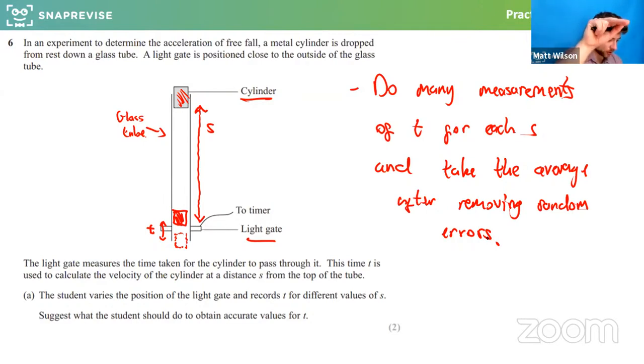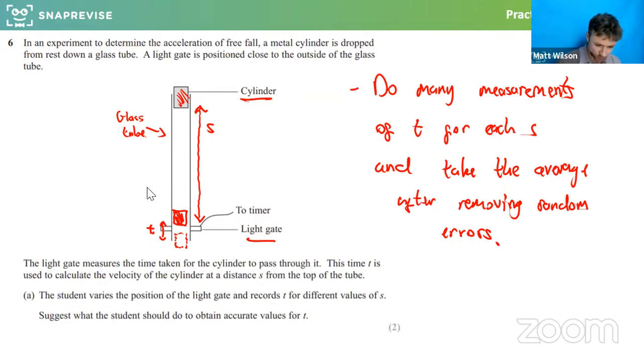It's very easy, I'm sure you've heard about this many times, to accidentally give something a push rather than letting go of it. So when you're letting go of the cylinder at the top, if you accidentally gave it a push, that would make the thing move too fast. You get the wrong value of T later. So making sure that you really drop this thing from rest would be another way to say something that gets a mark.